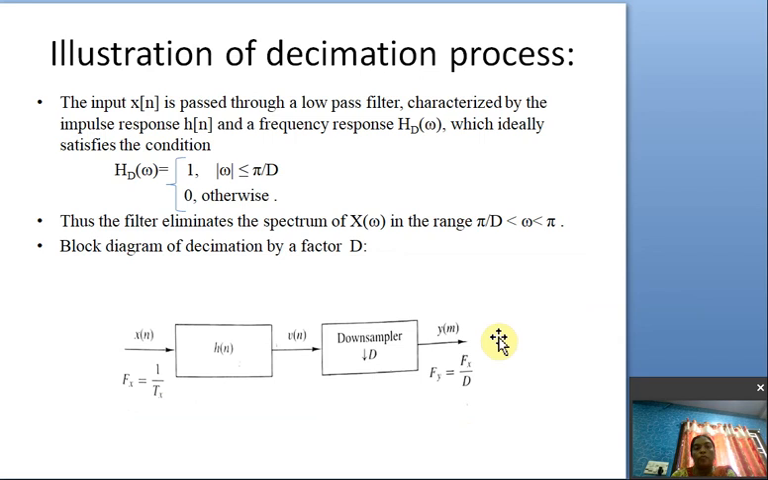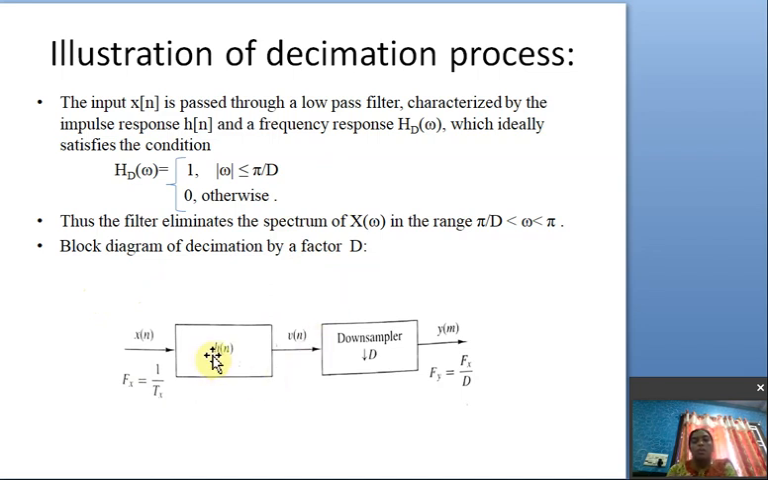Okay, right. Now here is the illustration of the decimation process. The input x of n is passed through a low pass filter which has the impulse response h of n. Its frequency response is given like this: it is equal to 1 for mod omega less than or equal to pi by D. Thus, the filter eliminates the spectrum of x of omega out of that range. Then you can get the decimated version of x of n.